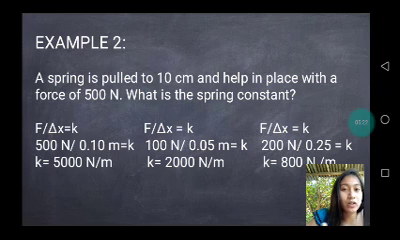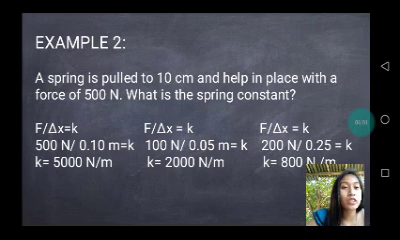So what we are looking for is the spring constant. Now we have the distance and the force. The formula is F divided by triangle X equals K. K is the constant, the spring constant, as I said a while ago. So, 500 Newton divided by 0.10 meters equals 5,000 newtons per meter.